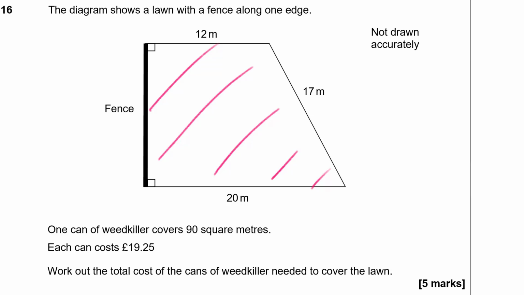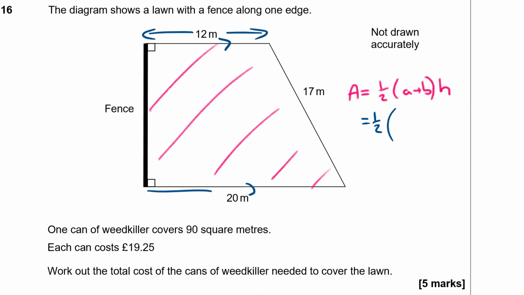Now the shape is a trapezium, so we're going to be using the trapezium area formula, which is area equals a half, a plus b, times h. That's the formula that we need to use. Okay, so subbing in what we know. a and b are your 2 parallel sides. So that's a there, and that's b. So it's going to be a half, 12 plus 20, times h.